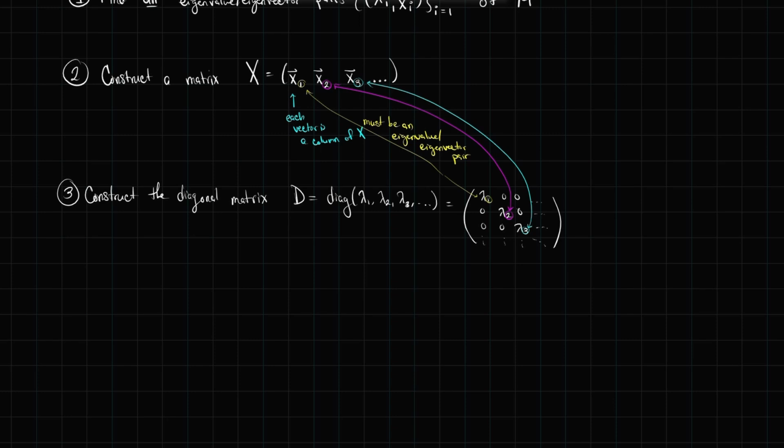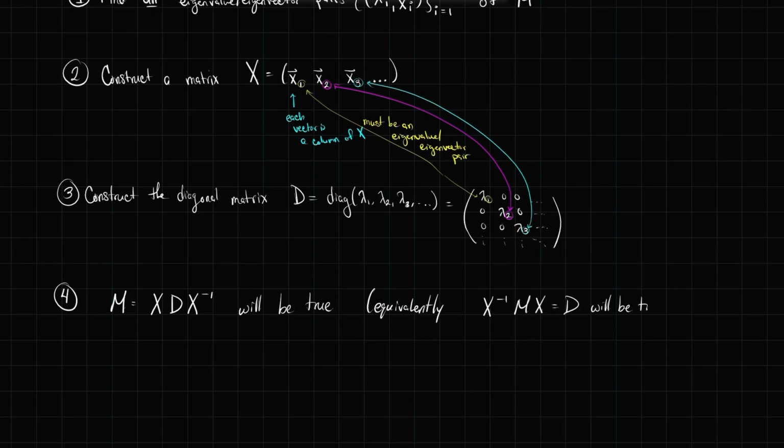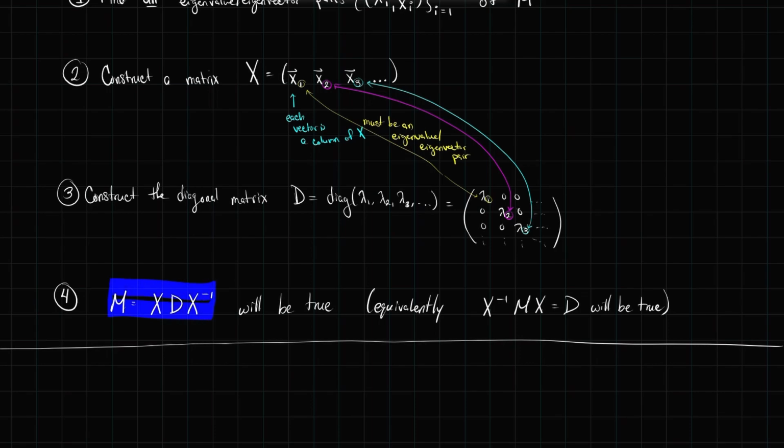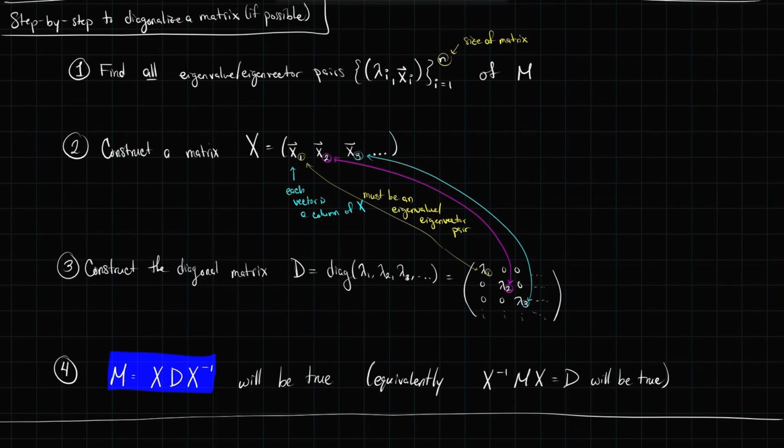the matrix X. And then step 4, this is always going to be true: M equals X D X inverse. Equivalently, X inverse M X equals D will be true. So that's diagonalization. This very last step, this representation of M as the product of 3 other matrices, is what it means to diagonalize. So this is really called the diagonalization.